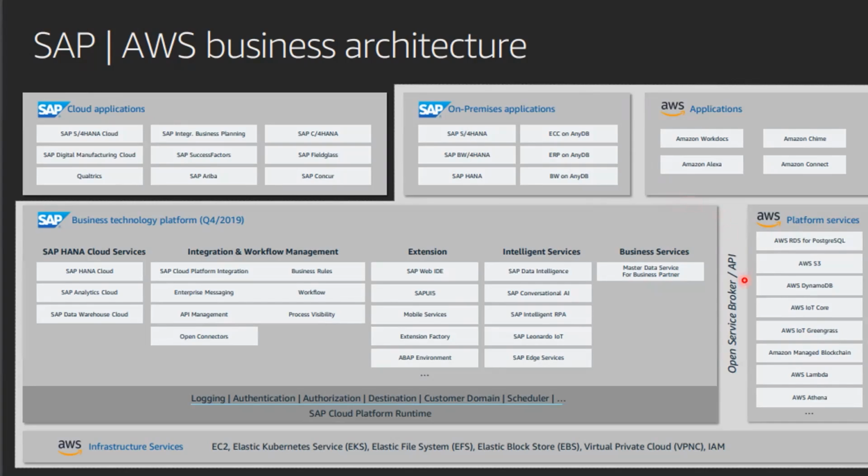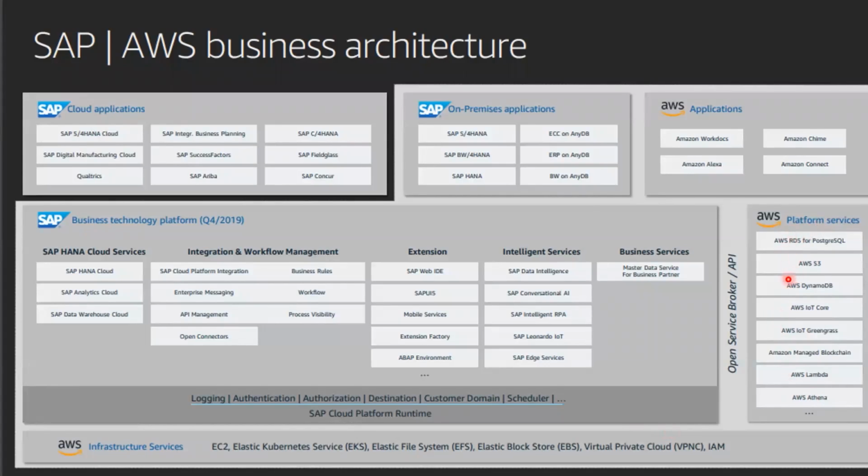For example, the infrastructure layer, as you can see in the end, can be completely on AWS. So you can use AWS infrastructure services like EC2, you can use EBS volumes, and you can use storage from AWS, whether it's object storage or block storage. In terms of platform, you can use AWS platform services.